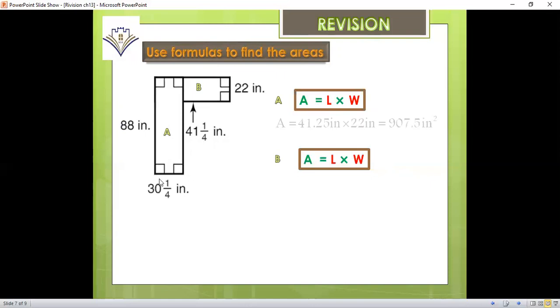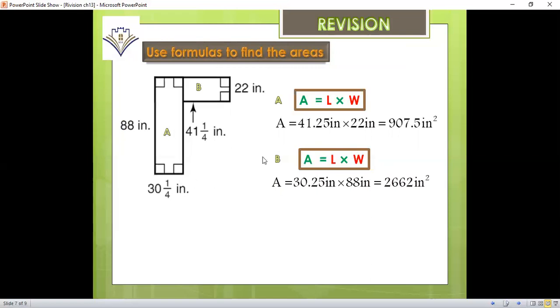Look at A. The first, A, is equal to length multiply width. Which one? Here is 41 and a quarter inch multiplied by 22. Then 41 and a quarter means 41.25 inch multiplied by 22 is equal to 907.5 inch square.